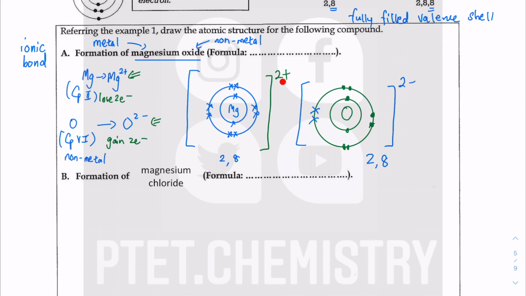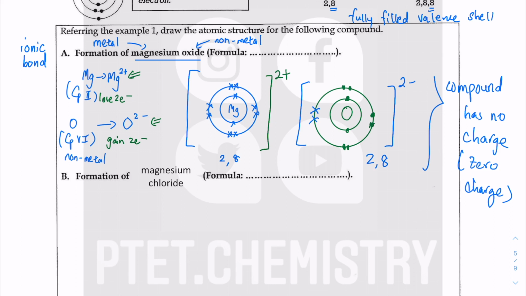This is a 2 plus because you have lost 2 electrons. This is a 2 minus because you have gained 2 electrons. The plus 2 cancels out the minus 2. The compound has no charge. The compound has 0 net charge. As a result of that, your objective when you form a compound is how many of these do you need and how many of these do you need.